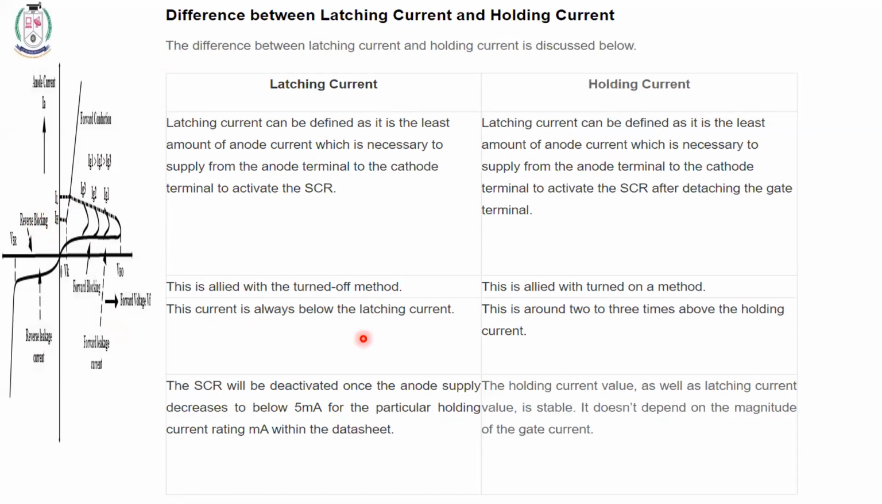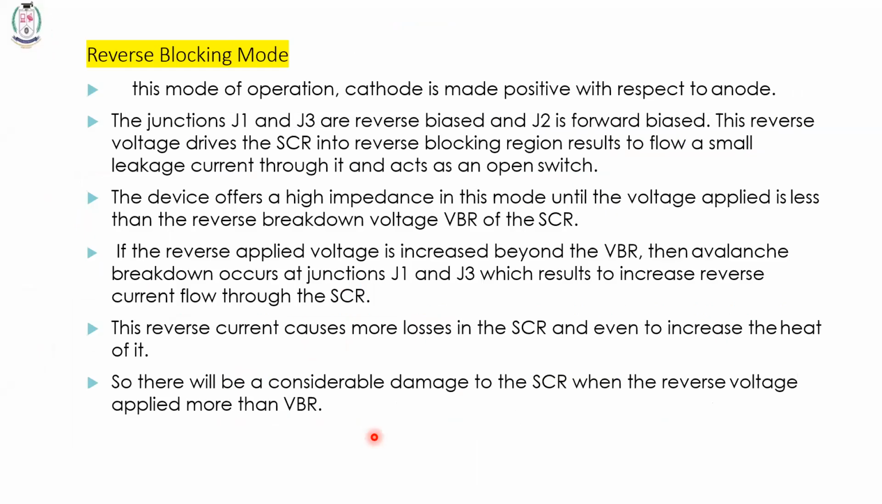Then they also denote that the latching current will always be higher than the holding current, and how the latching and holding current are defined. They also give it in a spreadsheet, where they mention the values. Okay, so I think you have understood this. The next one is reverse blocking mode.